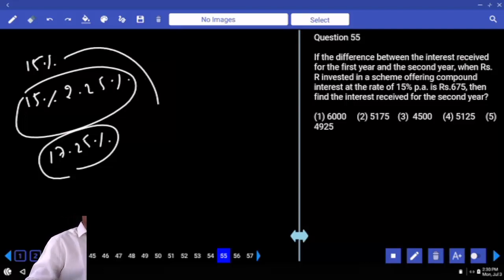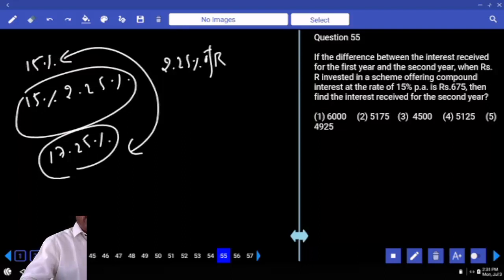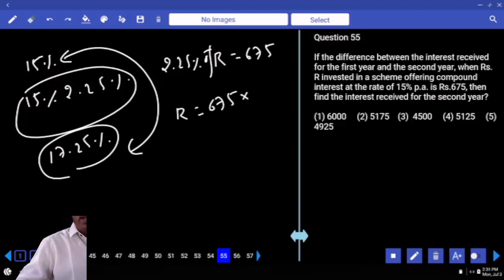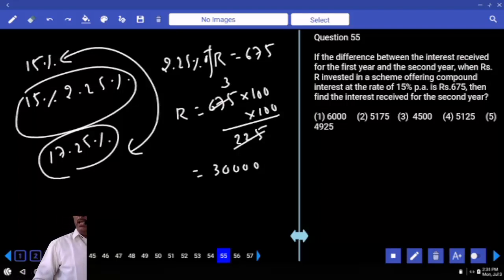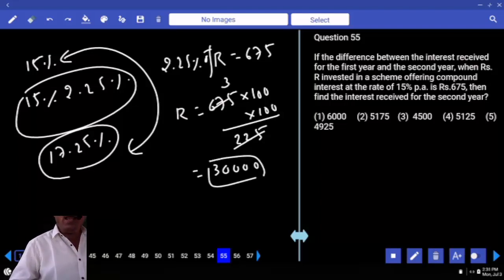Therefore, the difference between 15% and 17.25% is how much? 2.25%. Since R is the principal amount, 2.25% of R is equal to how much? 675. Then R is equal to 675 into 100 by how much? 225. 225 threes are... 30,000. 30,000 is the principal amount.